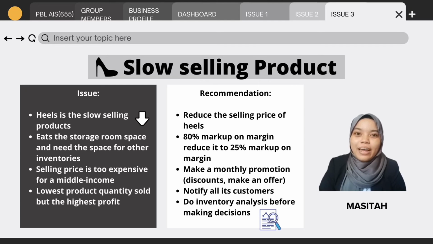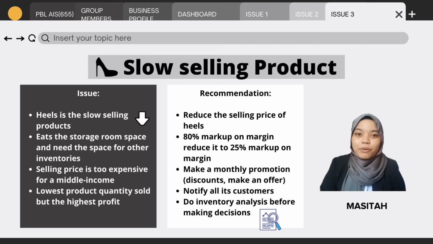In addition to that, when we hold the products for too long, the design of the heels might not be updated with the current fashion trend and will only be a loss for the company when we sell it. One of the factors that might be the reason is because the selling price is too expensive for middle-income people to buy the shoes.